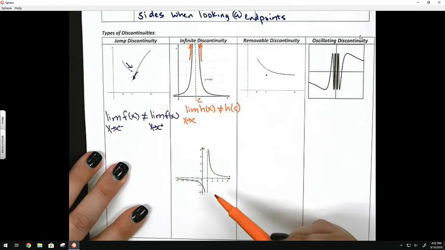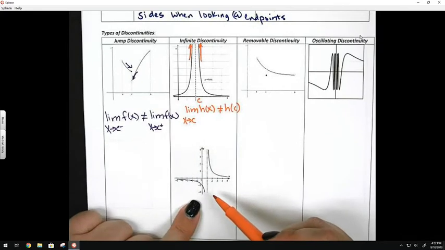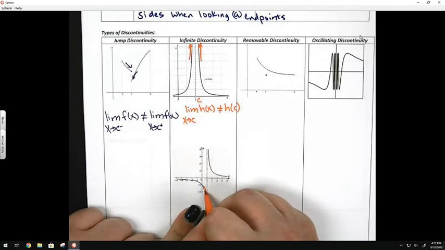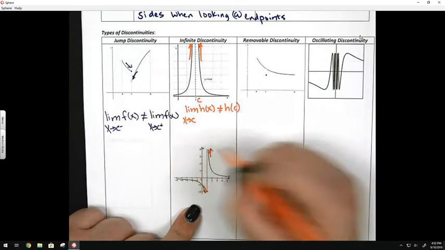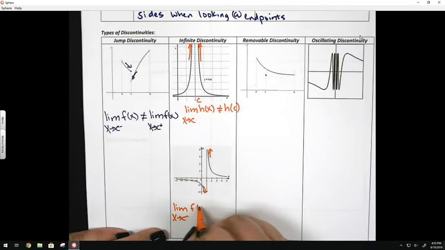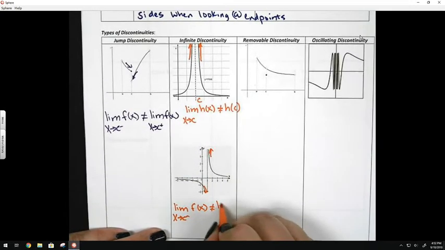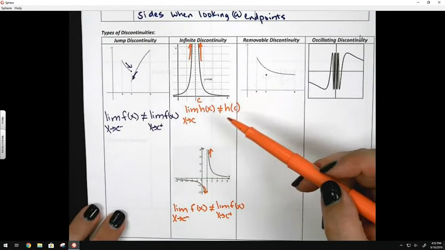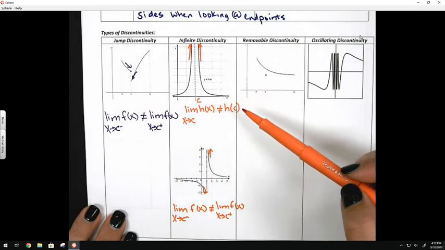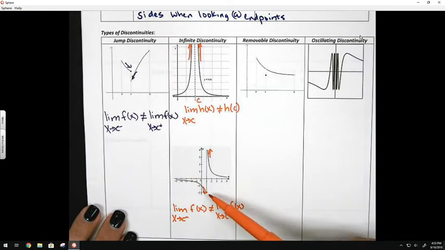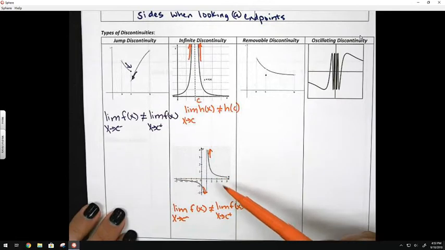But the same thing can happen if the overall limit doesn't actually exist. So when we look at this function right here, we can tell that the left limit is negative infinity and the right limit is positive infinity, which means we can actually say that the left limit doesn't equal the right limit. So when we have these infinite discontinuities, sometimes we might talk about the overall limit not equaling the function value, and sometimes we might just say that the left limit and the right limit don't equal each other, since one goes to negative infinity and one goes to positive infinity. Okay?